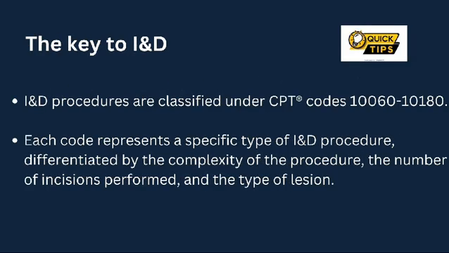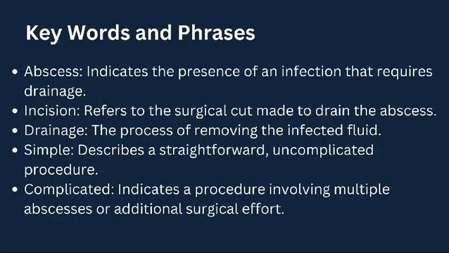I&D procedures are classified under CPT codes 10060 to 10180. Each code represents a specific type of I&D procedure, differentiated by the complexity of the procedure, the number of incisions performed, and the type of lesion. Certain key words and phrases in the provider's documentation can help ensure accurate coding.